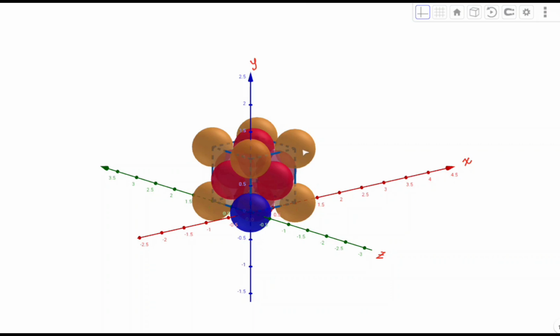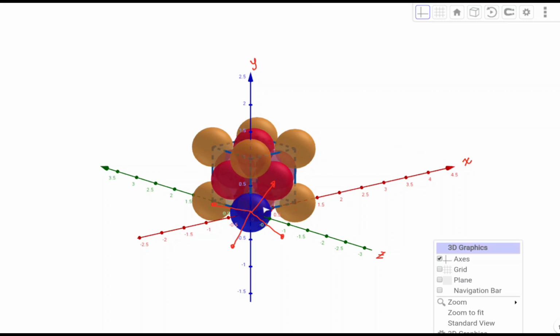Now on x, on this face here, the first nearest neighbor to this blue one is this one right here, and another one should be right here, another one should be here, and another one should be here. So in the xy plane, 4 atoms are nearest to this one here.